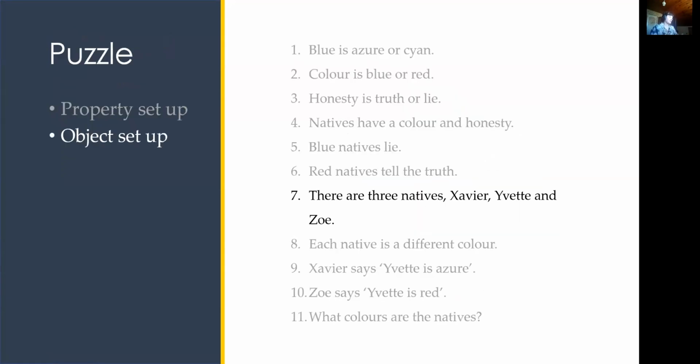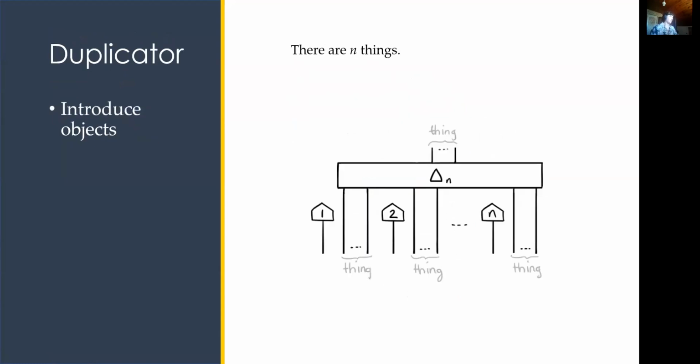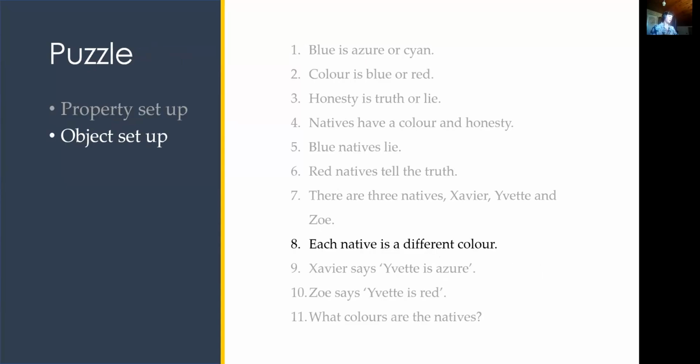The next step of our puzzle is knowing what the objects we're going to be interested in are. In this case, we know that there are 3 natives. So the way we encode this is by duplicating the generic native type 3 times. In the more general case, if there are n things, then we copy things n times and label each of them so we can later know which thing we're talking about. And then finally, we're told that each native is a different color. This is slightly different in that we have to apply the whole sentence in one go, just to ensure the uniqueness of the colors.